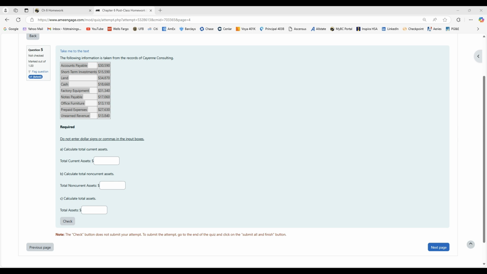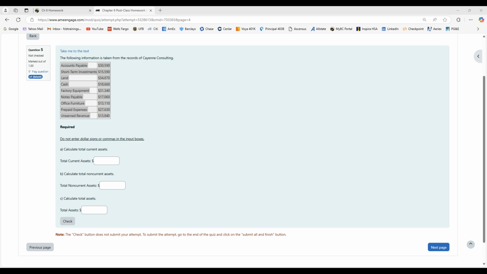Notes payable is a non-current liability, unless you see notes payable short-term portion. So it can be broken out. Sometimes a portion of the notes payable can be current if it's the portion that would be paid within the next year, essentially. But for our purposes here, mostly in this class, we just assume all the notes payable are non-current. Office furniture is non-current. Prepaid expenses is current. And unearned revenue is a current liability.